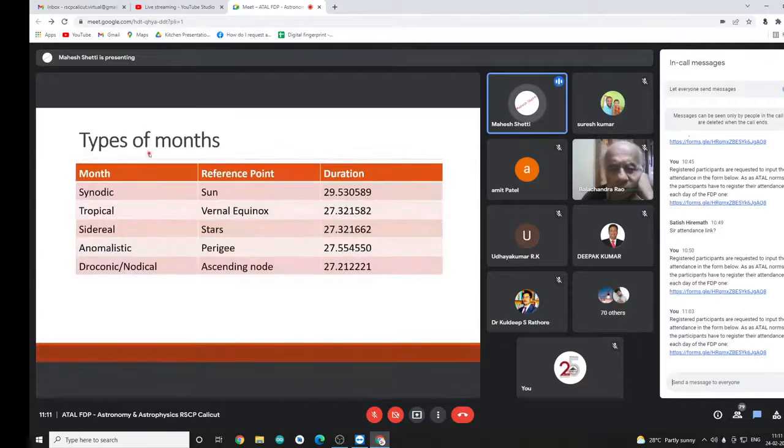There are 5 types of months. Out of these, 3 different types of months are going to be useful, because I'm going to talk about an interesting phenomenon called the Saros cycle. So what are the 5 different types of months? They are all related to the moon, of course: the motion of the moon, the orbit of the moon with respect to the sun. When it comes in front of the sun, and again when it comes in front of the sun, it takes 29.53 days. That duration is called the synodic month, which is typically what we call the lunar month.